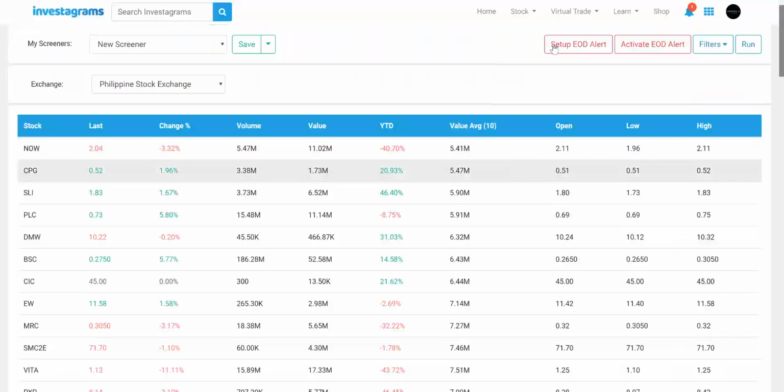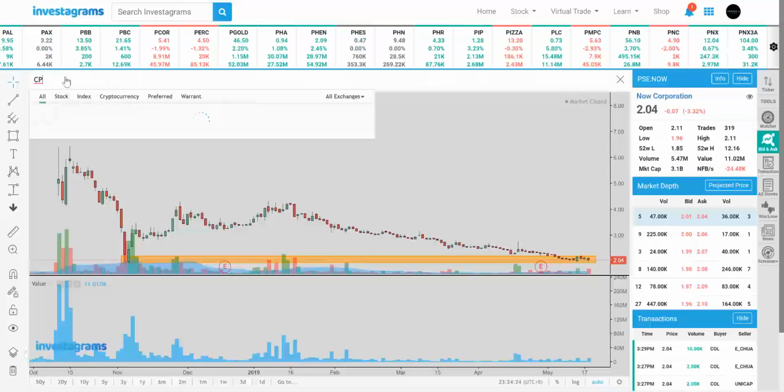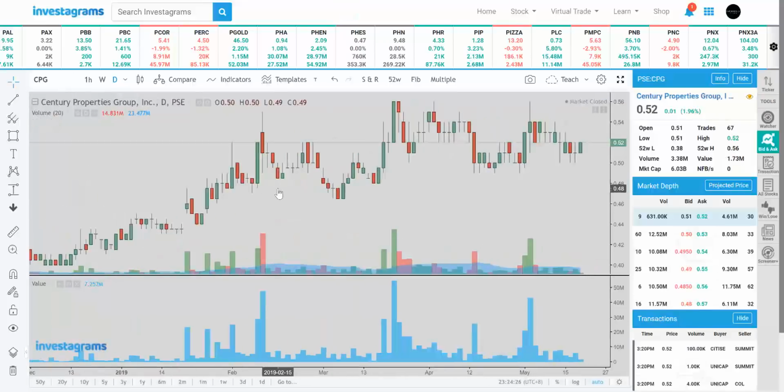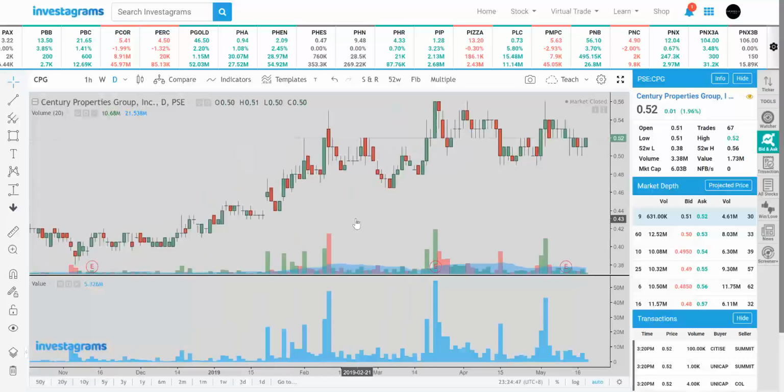So next is CPG. Again, these are names that aren't discussed too much. They're not mainstream. There's not too much hype as of the moment, which is why they're only trading at 5M on average per day. But again, if you're a prudent investor, if you have a good strategy and system, this can be a good way to spot which stocks can potentially awake in the future.